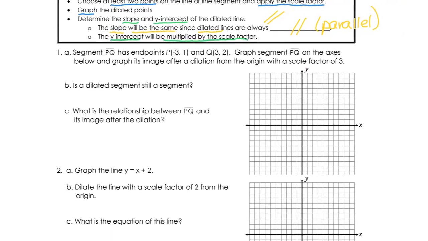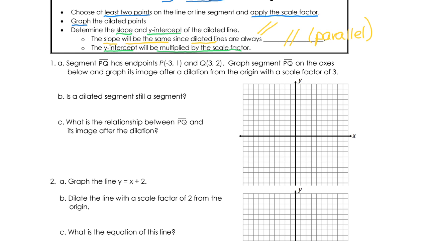All right, so here's our first question. 1A says that segment PQ has endpoints P at -3, 1, and Q at 3, 2. And there's our line segment PQ. They want us to graph segment PQ, which we already did, on the axes below and graph its image after a dilation from the origin with a scale factor of 3. Okay. So a dilation from the origin with a scale factor of 3.